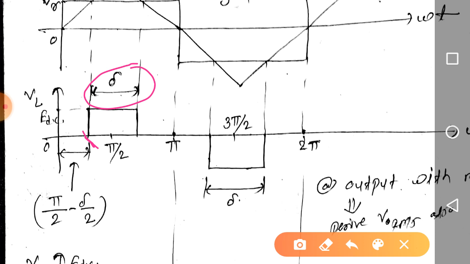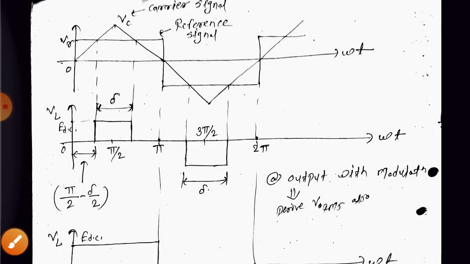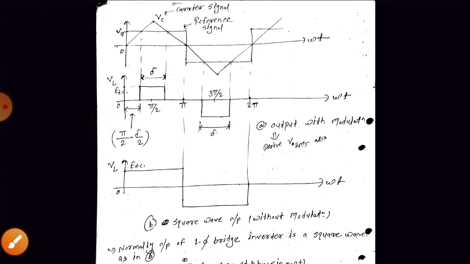And we need to turn off the switches S1, S2 at omega t is equal to 150 degree, right? Because it is 90 minus delta by 2 means this point, and 90 plus delta by 2 means this point, right? Are you getting the point? So from this, if we keep delta is equal to 120 degree, the third harmonic can be removed.